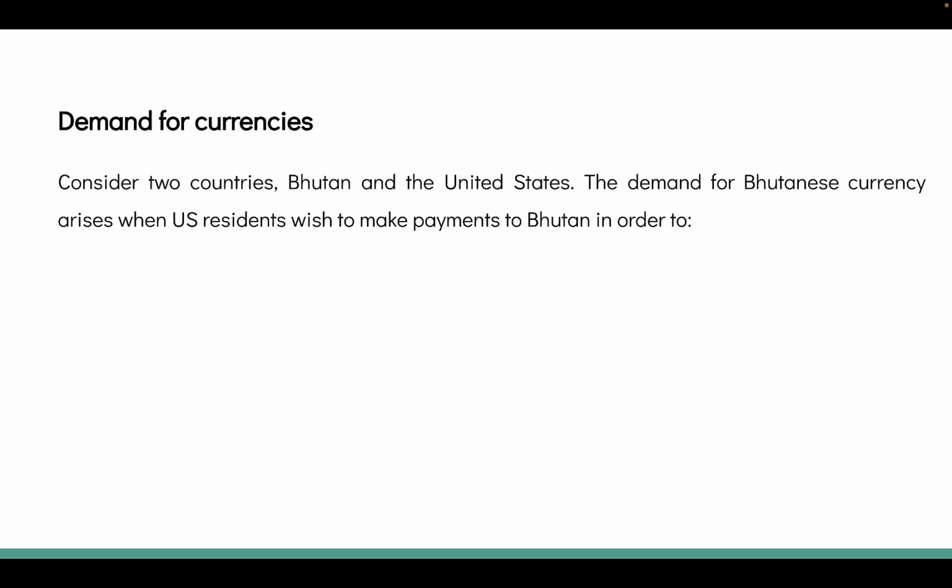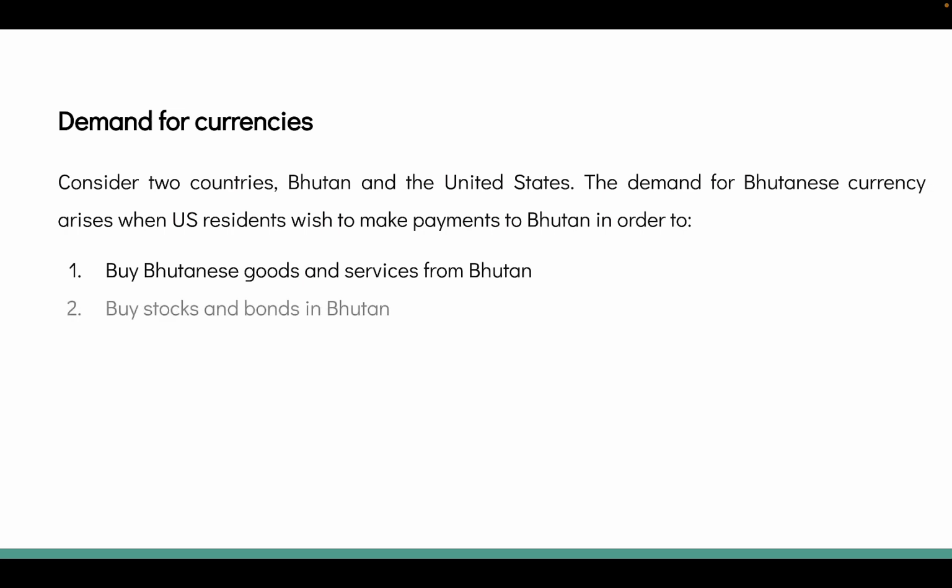The demand for Bhutanese currency arises when US residents wish to make a payment to Bhutan for the following reasons: to buy goods and services from Bhutan. US residents interested in buying Bhutanese goods and services, in the first place, have to sell their dollars and demand Ngultrum to make any purchases from our country. And the second reason is to buy stock and bonds in Bhutan. Here the demand for Ngultrum comes from Americans who wish to invest in bonds and stock in Bhutan.